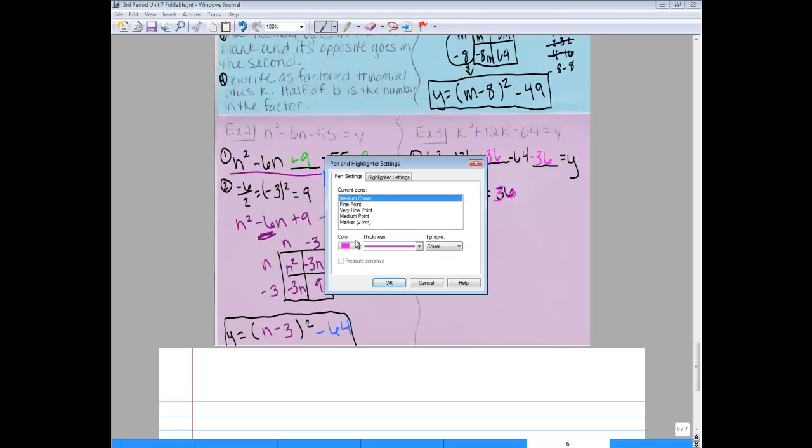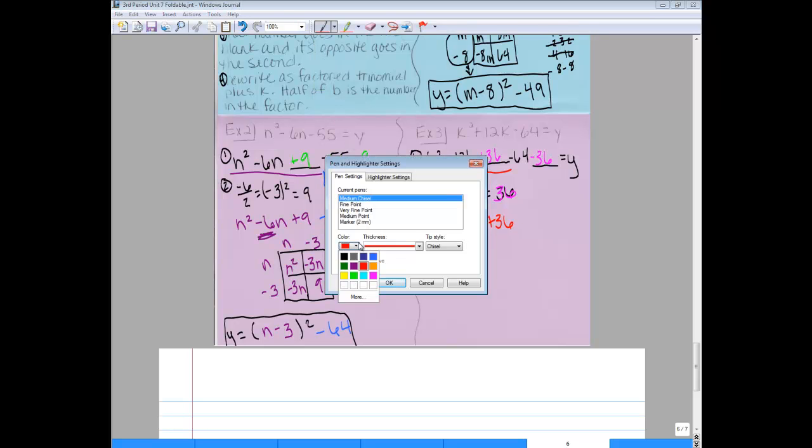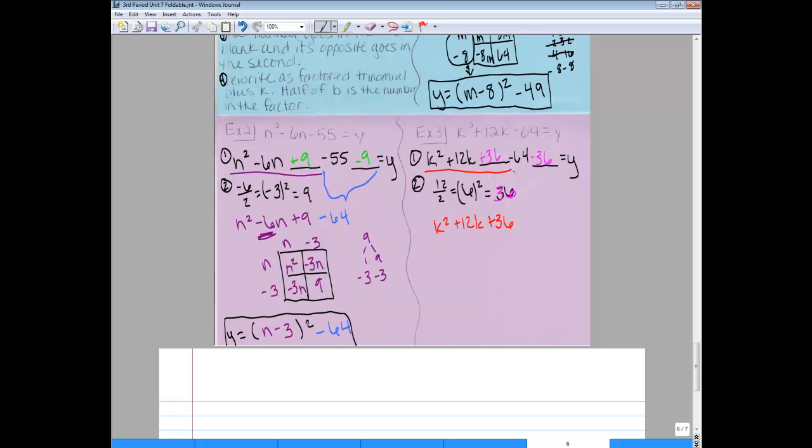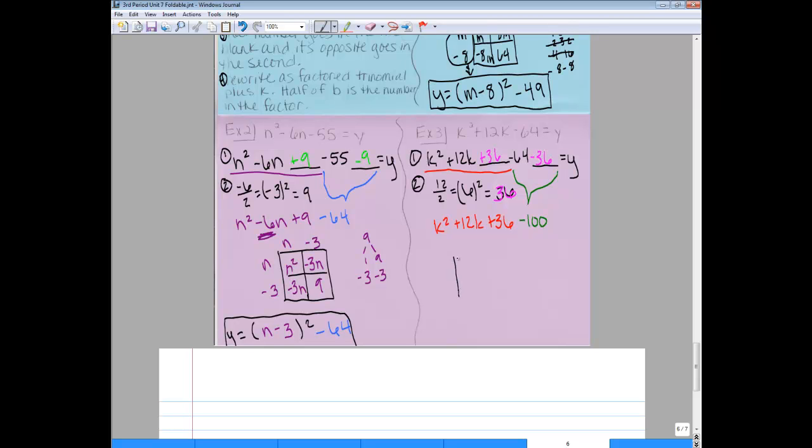So whenever we rewrite it, this part's going to be the part that we factor. So it will be k squared plus 12k plus 36. And then the back end stuff, this right here, we're going to combine. -64 minus 36 is minus 100. So we have our box. We have to factor the red, and only the red. The green we're going to carry on to the end, so we're only factoring the red right now.